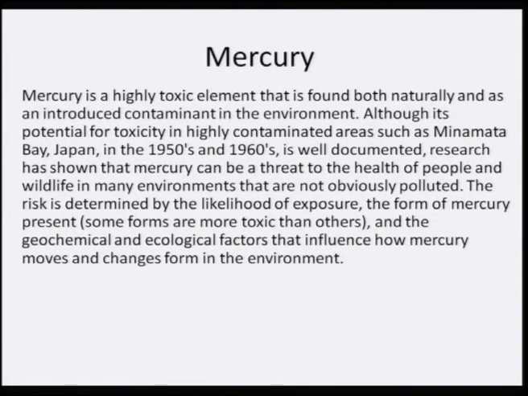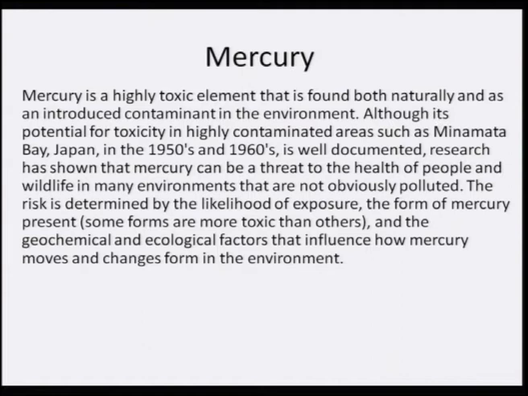Mercury is yet another very highly toxic element that is found both naturally and as an introduced contaminant in the environment. Its potential for toxicity is well documented in highly contaminated areas such as Minamata Bay in Japan in the 1950s and 1960s. Research has shown that mercury can be a threat to the health of people and wildlife in many environments that are not obviously polluted. The risk is determined by the likelihood of exposure and the form of mercury present.